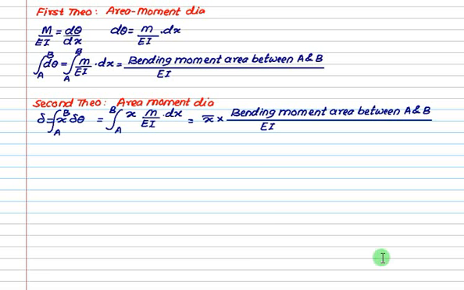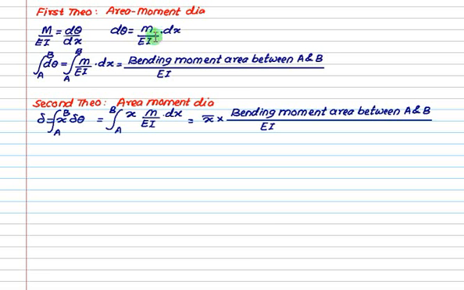For the deflection by area moment diagram, write down the first theorem: M by EI equals d theta by dx. M by EI equal to d theta by dx. So d theta is equal to M upon EI multiplied by dx.